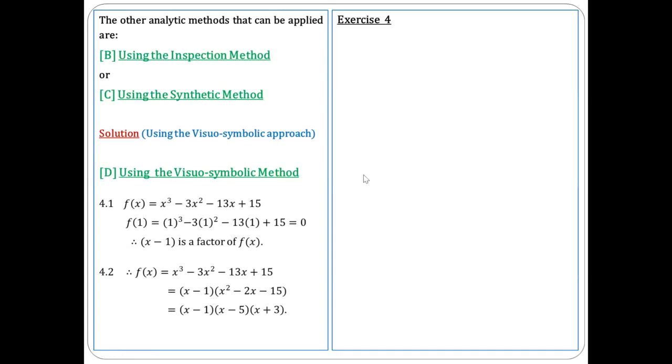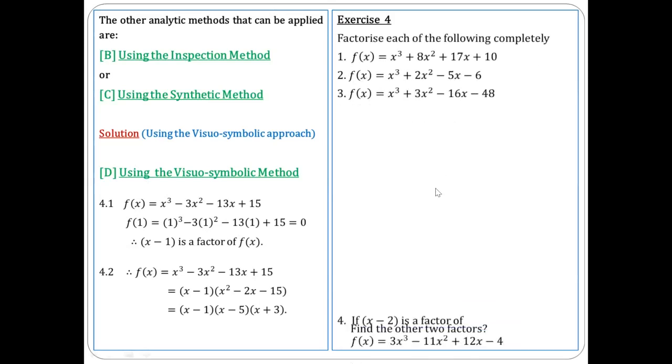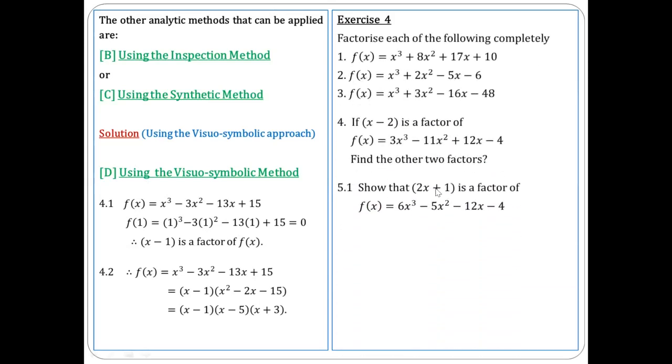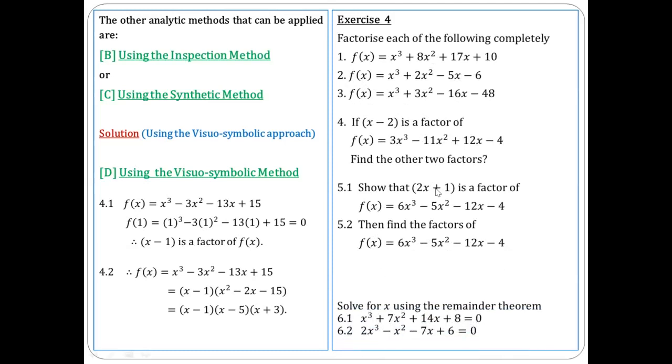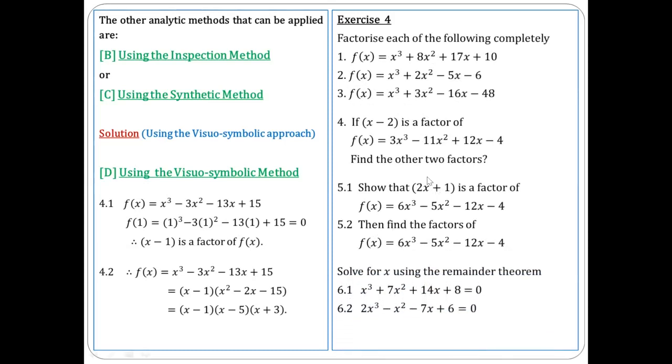We are going to discuss an exercise. Exercise 4. There are actually 6 questions. We are not going to discuss all of them, but I'll just show you how the mind of a visual symbolic thinker thinks when we're looking at these questions.